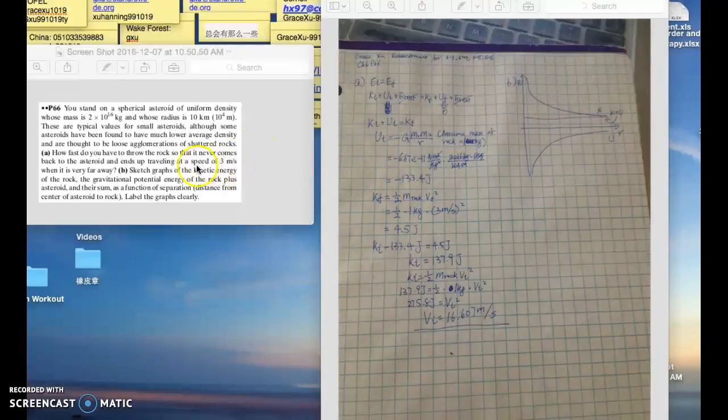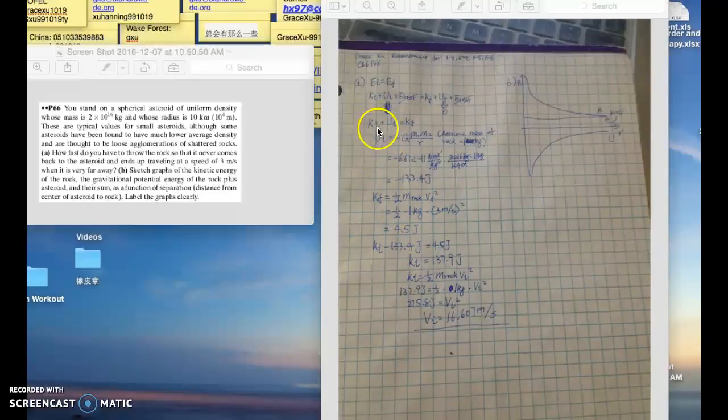Since we know that the final speed of the rock is 3 meters per second, we can use that to calculate the Kf. It's obviously not close to the speed of light, so we can just use the simpler formula, which is 1/2 mv squared. I plugged in the mass of the rock here and got 4.5 joules.